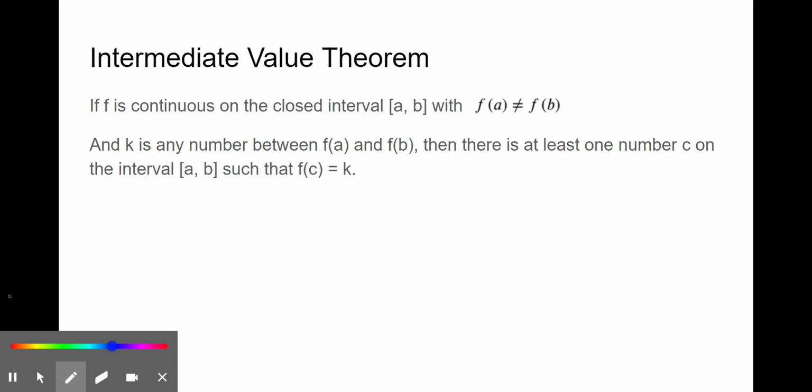Okay, so here is the intermediate value theorem. Now, this is quite a mouthful from the previous slide where I said it goes through the x-axis, right? It says, and you can read it along with me, if f is continuous on a closed interval a to b with f of a not equal to f of b, and k is any number between f of a and f of b, then there exists at least one number c on the interval [a, b] closed such that f of c must equal k. And that is the intermediate value theorem.